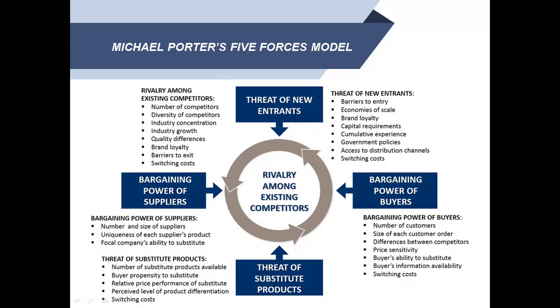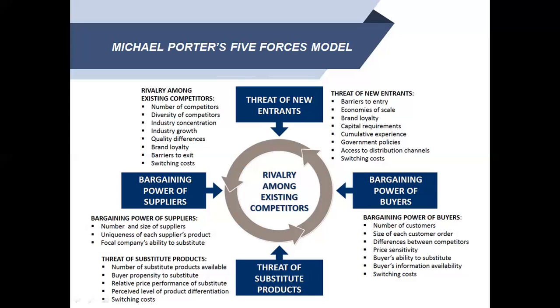Like rivalry among existing competitors. So here we need to see the number of competitors in a particular segment, their diversity, like how diverse they are, what the industry concentration is, like how many players are big players, what kind of market share they have captured, and how many small players there are, and so on and so forth. Quality differences, what the quality differences are in terms of product. Then comes brand loyalty, barriers to exit, and switching cost. Barriers to entry will also be considered here.